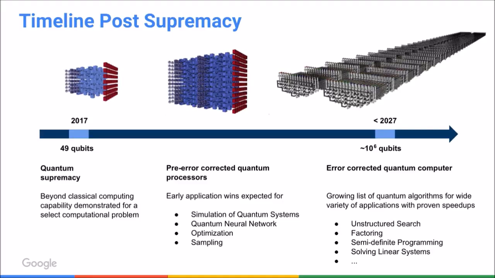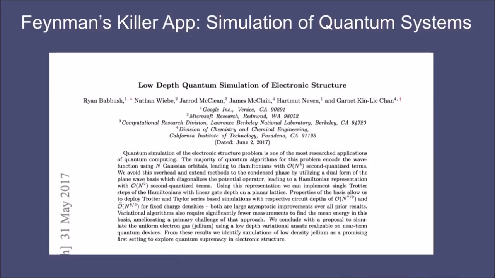Far out there, once we have error-corrected quantum computers, there is a whole candy store of algorithms such as unstructured search, factoring, semi-definite programming that you can run and where there are proven speed-ups. But the big question is in between. For processors that have passed the supremacy frontier but are not error-corrected yet, can we do useful things with those? After the Monday talk, many people came up and asked me, so what is the first useful application rather than an exotic benchmark?